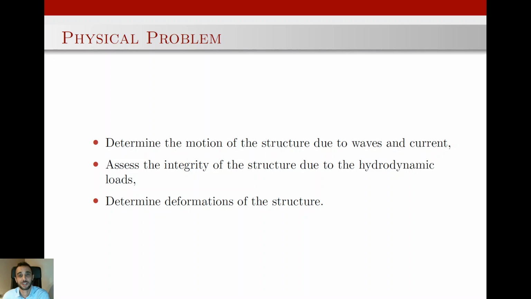We can have 3 translational motions and 3 rotational motions due to the wave loads and current load. And also we're interested in general in assessing the integrity of the structure and determining its deformation. That's where elasticity or hydroelasticity comes to play, and it's covered within the lectures of Professor Riggs. Here I'm going to assume that the structure is rigid for this part and look into determining the motion of the structure. Same concept applies when the structure is elastic.